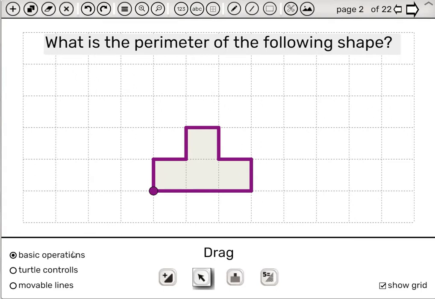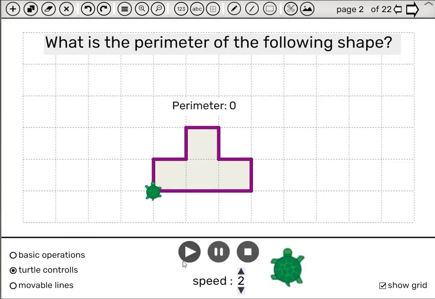We move to Turtle Controls and click Play. And the turtle will count the perimeter for us as it moves around the shape. The path is also now colored, 1 unit length blue, then 1 unit length red. This also makes them easier to count. And the perimeter of the shape is 10. We will now use this result in the next question.